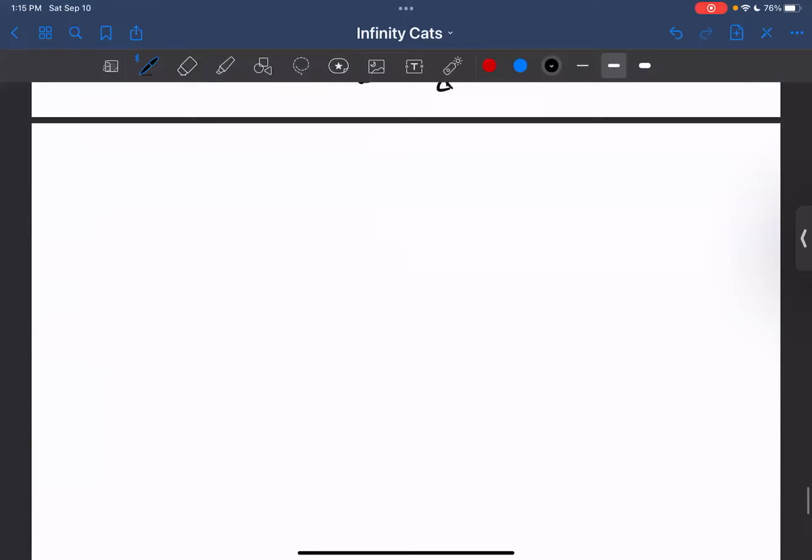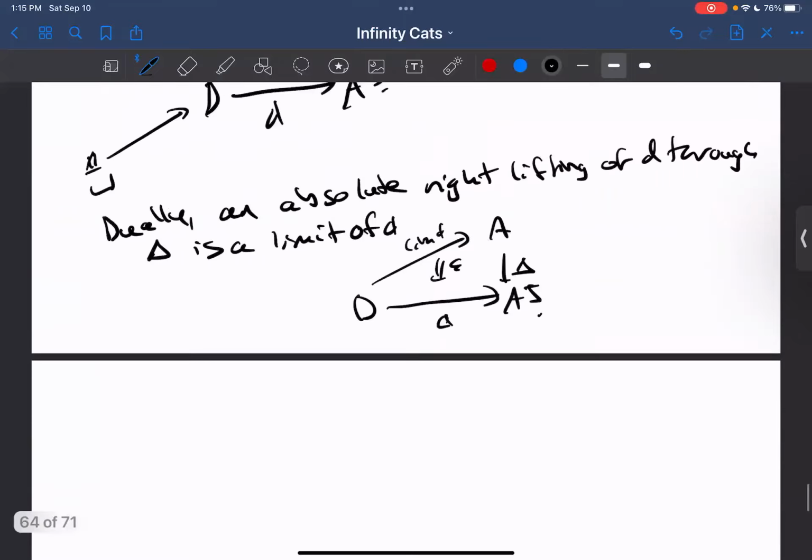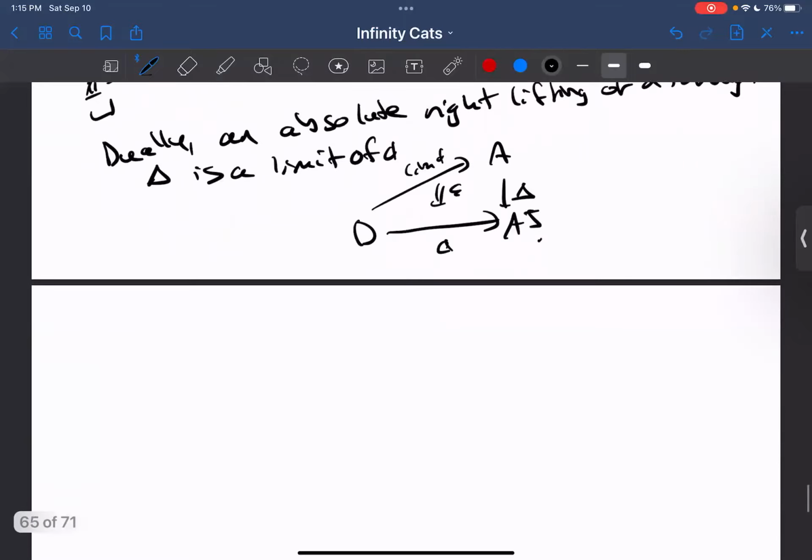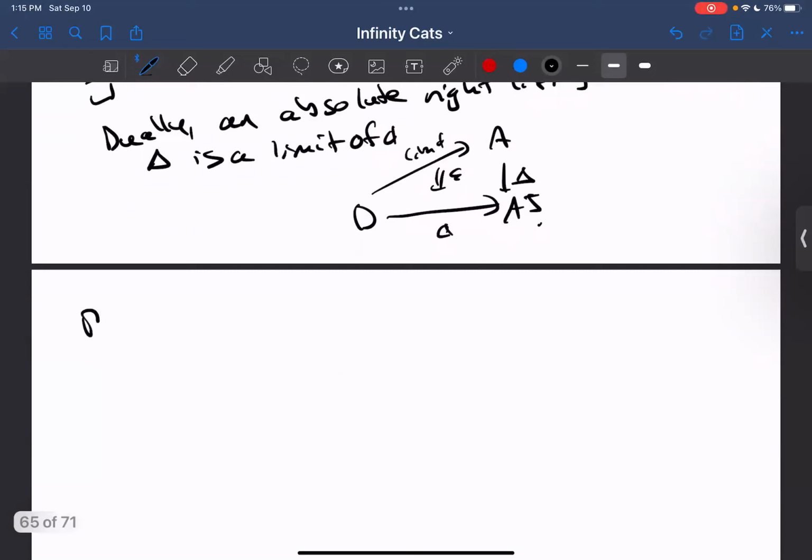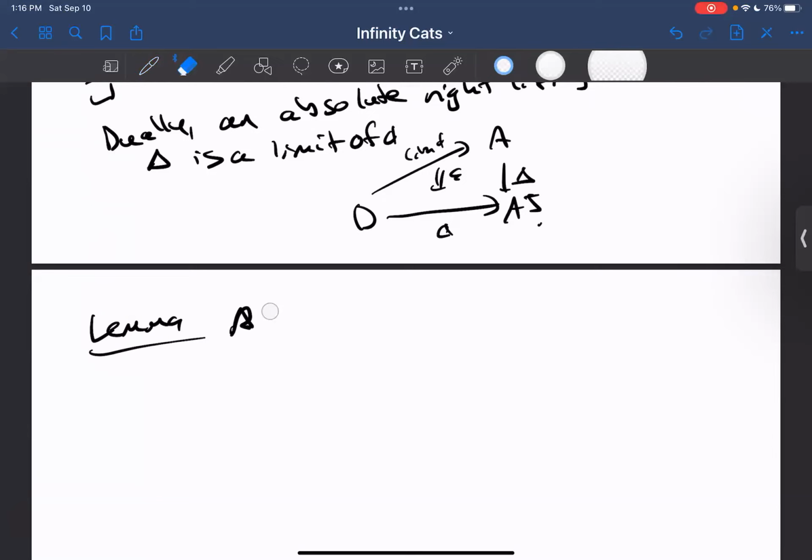So you can show that these absolute right liftings are going to be equivalent to variance. And for instance, we can talk about what preserves limits. So, lemma: right adjoints... Actually, since we've been talking about colimits more, let me just do left adjoints preserve colimits. And the dual statement follows.